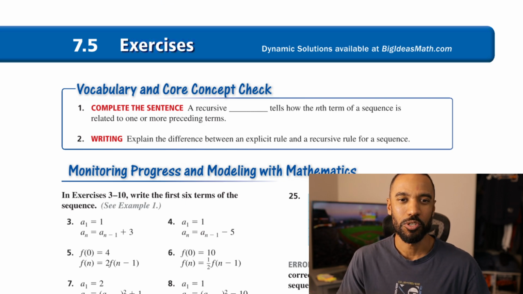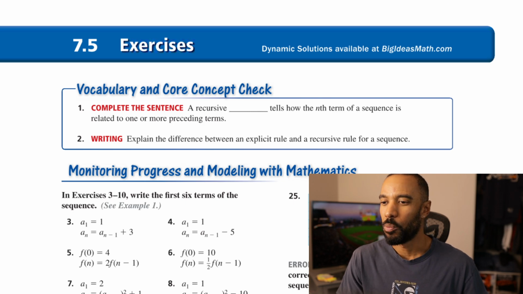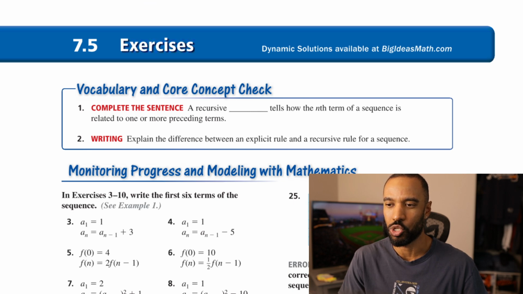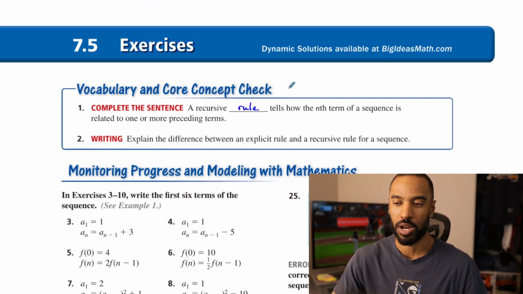All right, guys, numbers 1 and 2, vocabulary and core concept check. Here we go. Complete the sentence. A recursive blank tells how the nth term of a sequence is related to one or more preceding terms. I assume I can use the word rule, a recursive rule. That's what I'd be saying now.